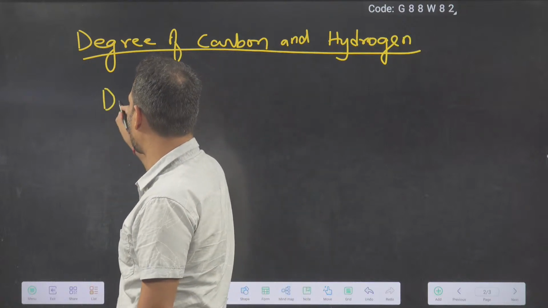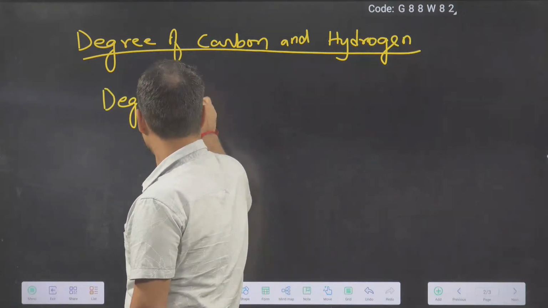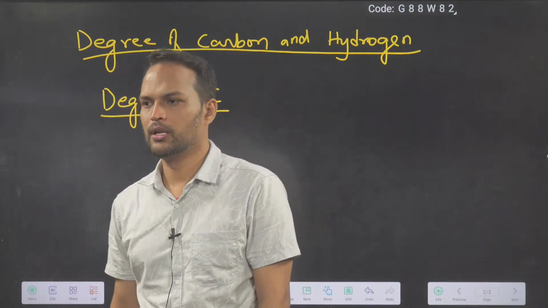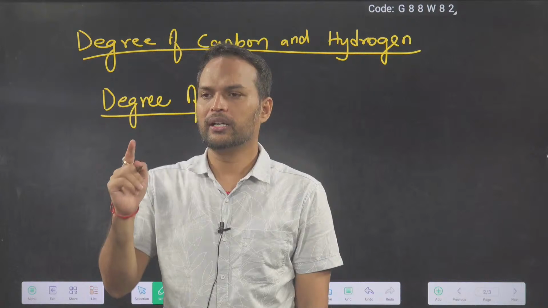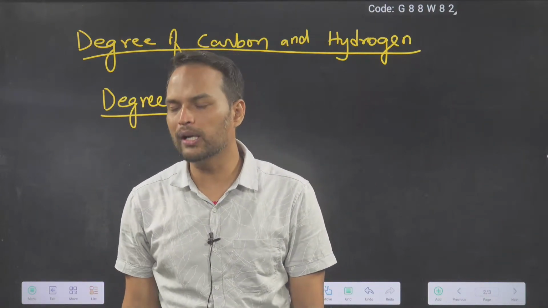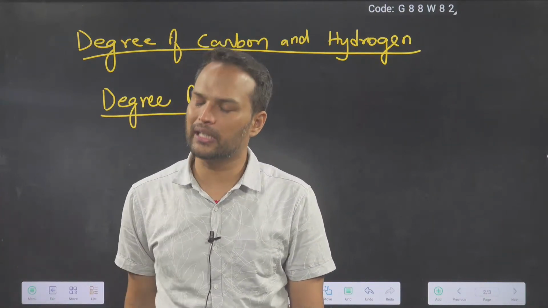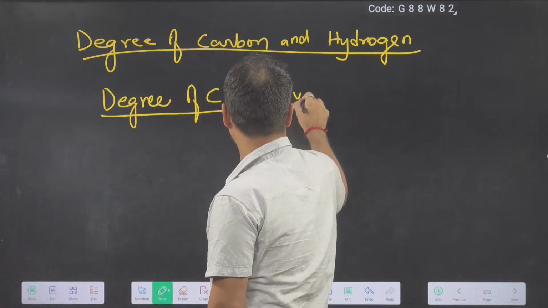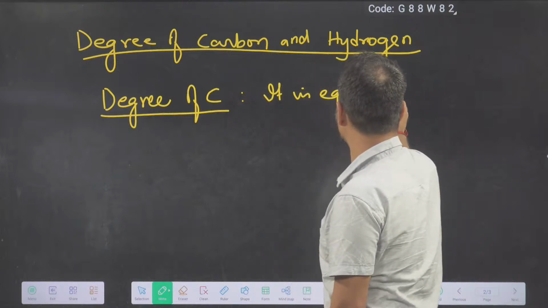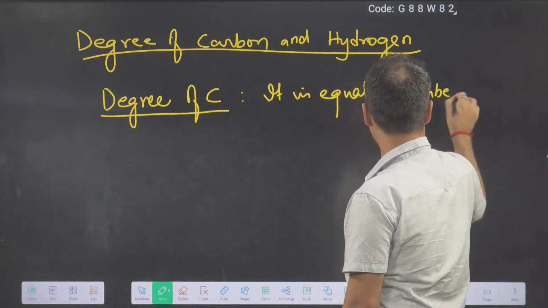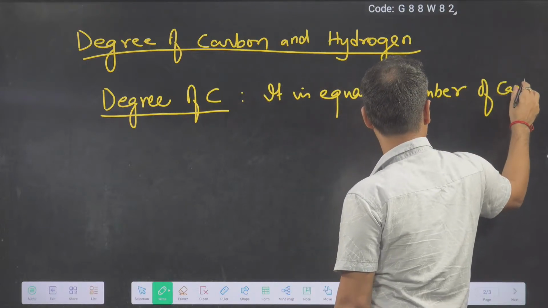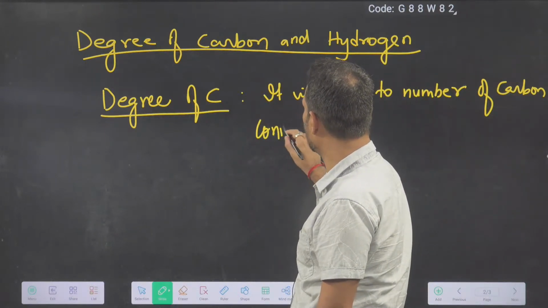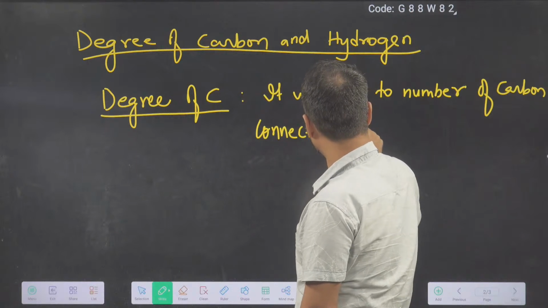How do we define degree of carbon? See, you know carbon can form 4 bonds. So the simple concept is this: degree of any carbon is equal to the number of carbon connected to it.